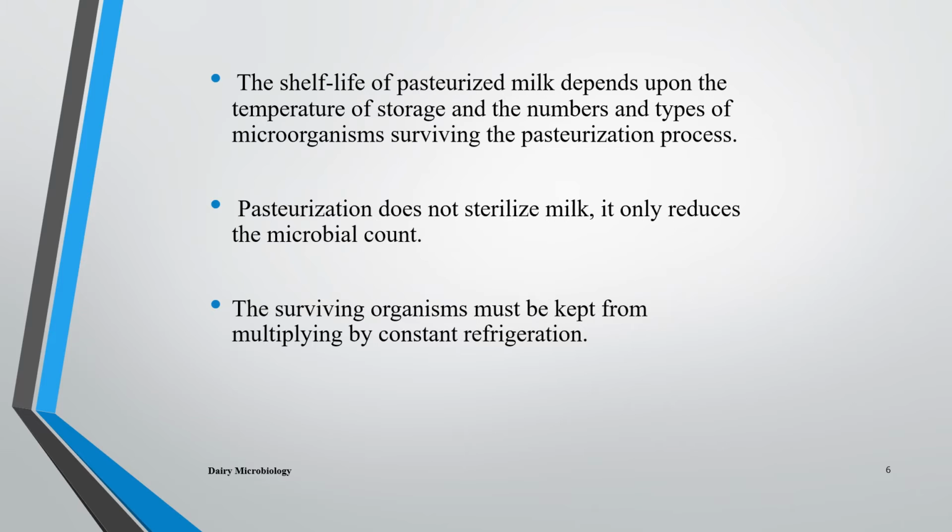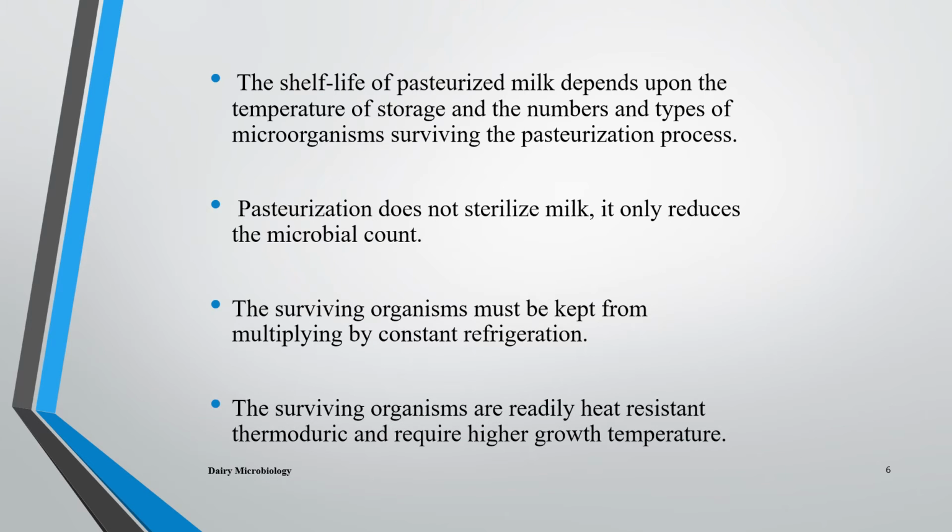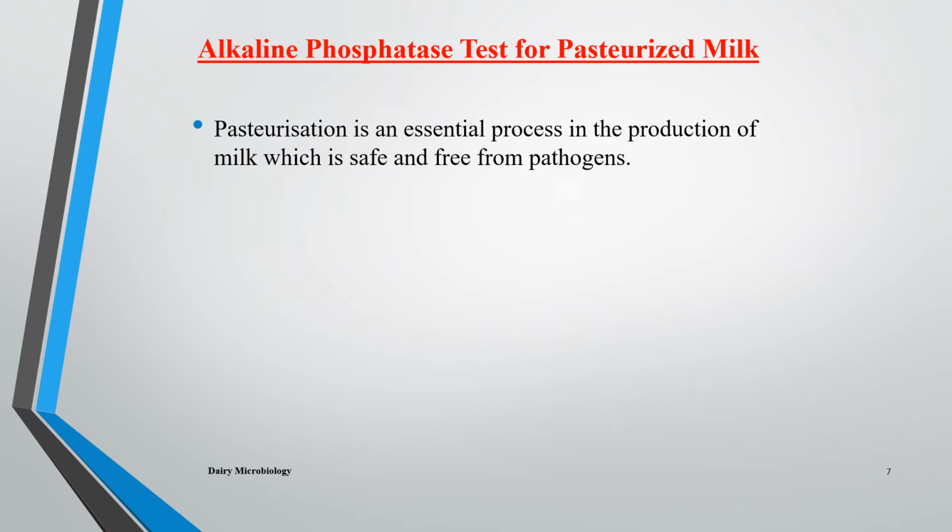The surviving organisms must be kept from multiplying by constant refrigeration. The surviving organisms are readily heat-resistant thermogenics and require higher growth temperature. At refrigeration temperature, the surviving organisms are unable to grow, so they are unable to spoil that milk.